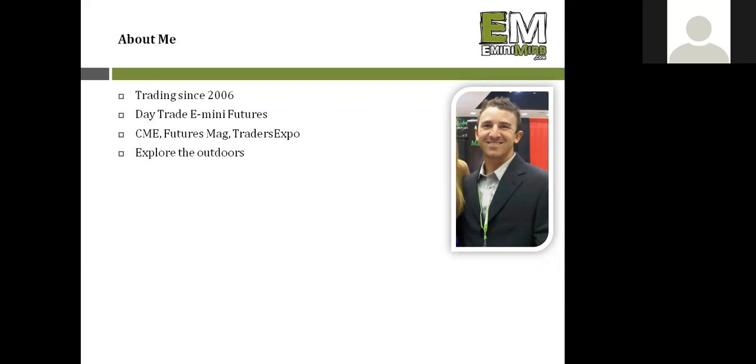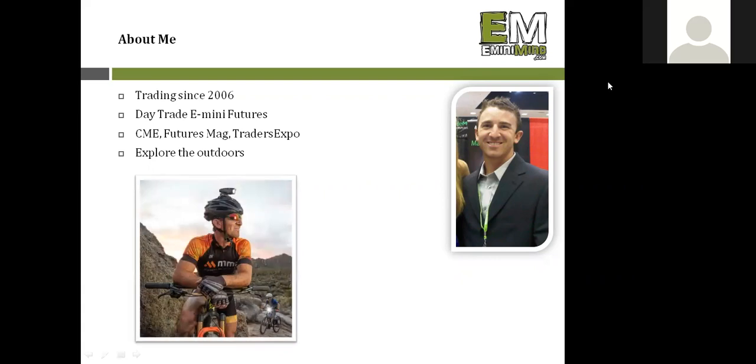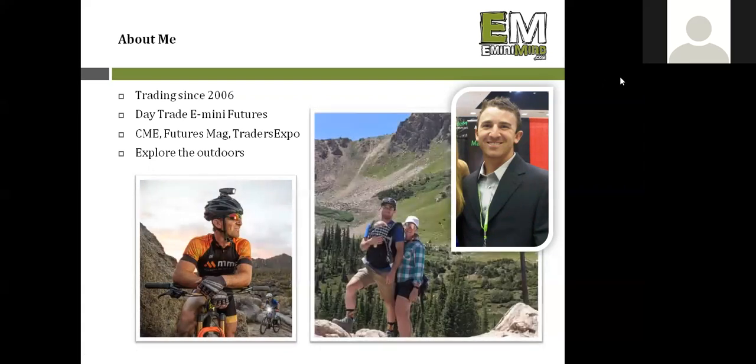craft of trading. But I find a lot of value in getting away from the screen and being able to explore the outdoors. I spend a lot of time riding and racing my mountain bike, hiking. Now I've got a wife and a year and a half little daughter, so I spend a lot of time away from the screen doing other things.